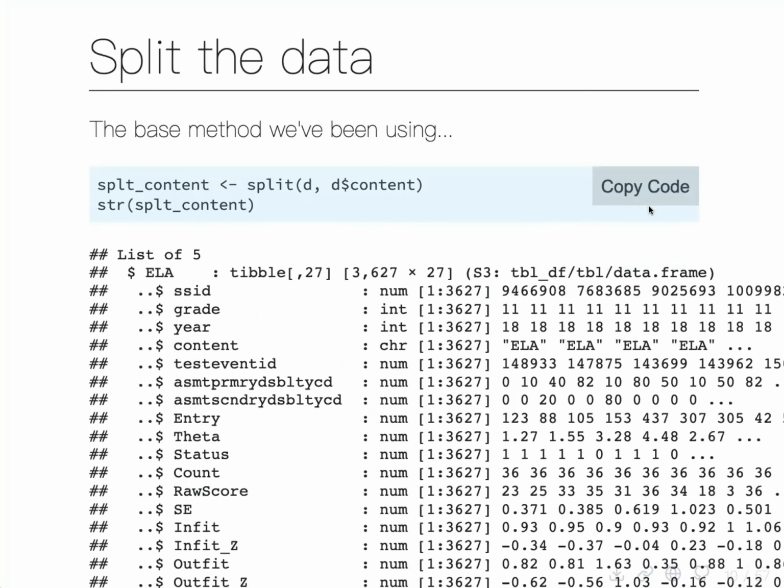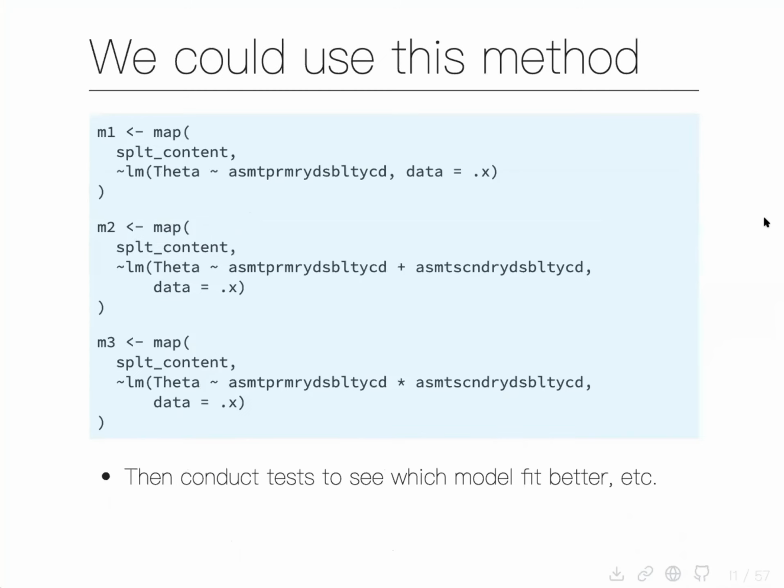And the method we had used previous to last week was this split function, which is part of base R, where we would take D and split it by a variable, right? That would give us a list in return where each element of the list is a data frame with just the unique elements of that vector. So just each content area: this is the ELA, then we'd have another one for math, another one for reading, another one for writing, etc.